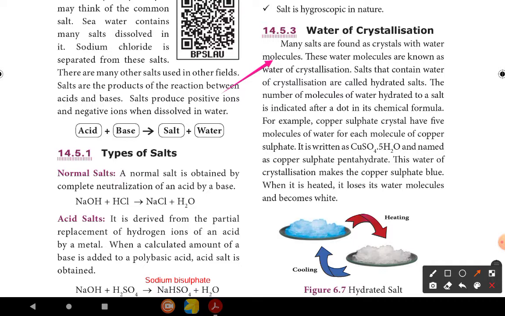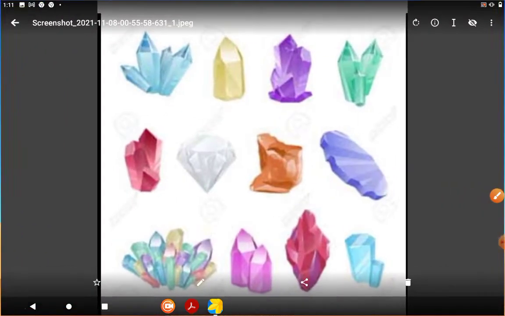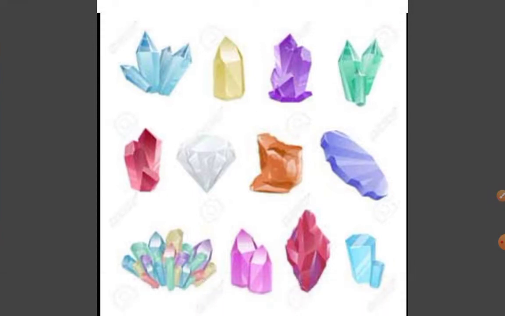Alright, let me show you some pictures of some crystal salts and then you will understand. Okay, see here, can you see some colored structures? In this picture you can see some colored crystals. This is what I just wanted to show you. Just have a look at it, children. Different colored salts, and they are in the form of crystals.